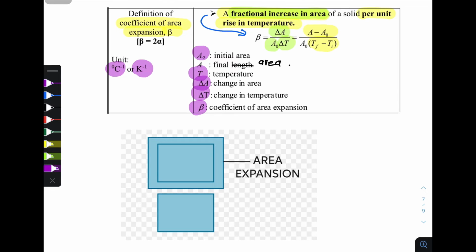Here I have an area of a solid. Maybe you have a sheet of copper. Mungkin kamu ada kepingan logam, bagi copper, bagi plumbum, bagi aluminium. Now you can declare that this is my A0. Ini ialah area asal A0 ya.